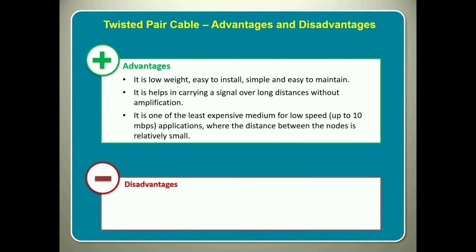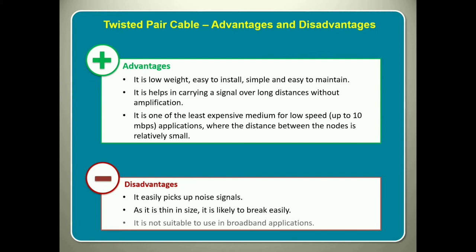Disadvantages of twisted pair cables include: it easily picks up noise signals. As it is thin in size, it is likely to break easily. It is not suitable to use in broadband applications.